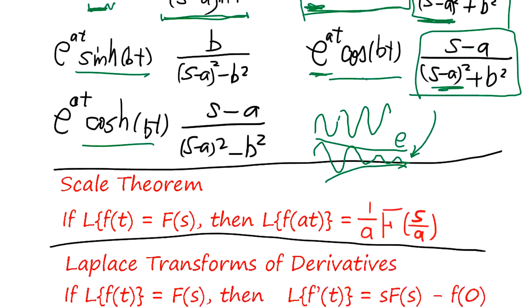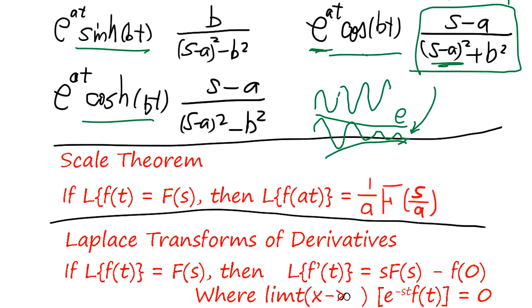Now we have a scale theorem. Scale theorem is when f(t)'s transform function is the capital F(s), then f(at) is going to be 1 over a F(s over a). That's simply because at is u and transform as u, right? So we'll get the scaling effect.